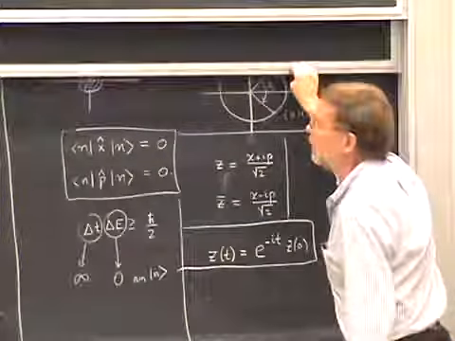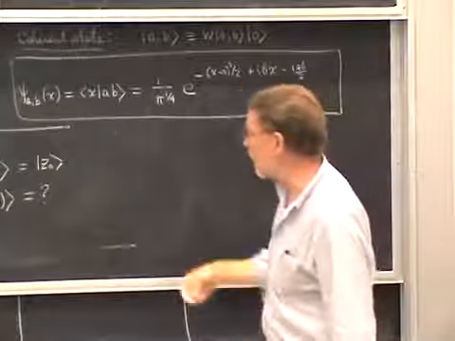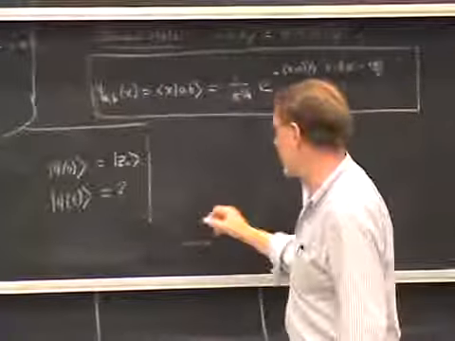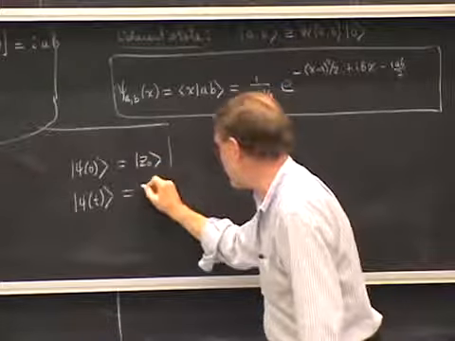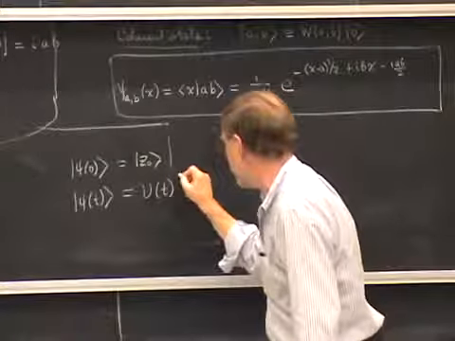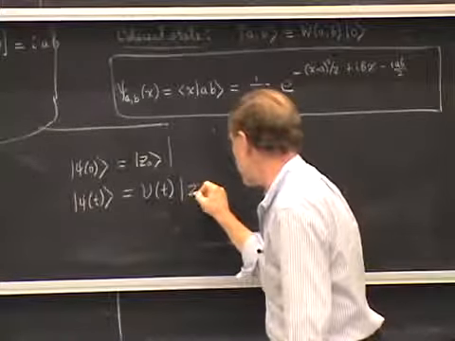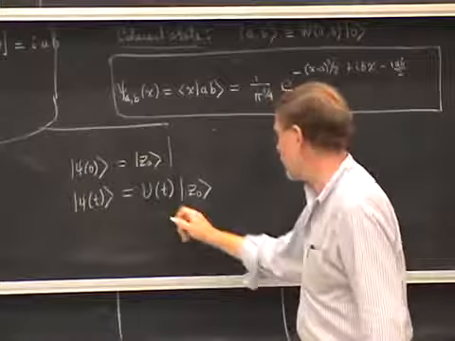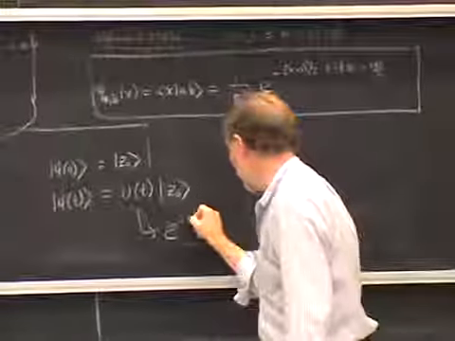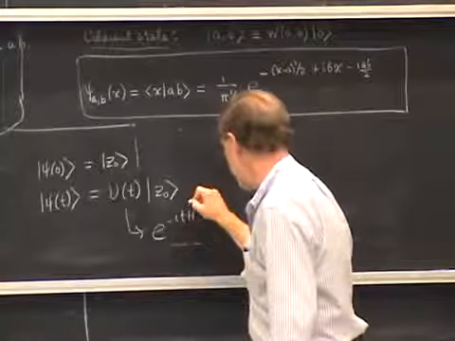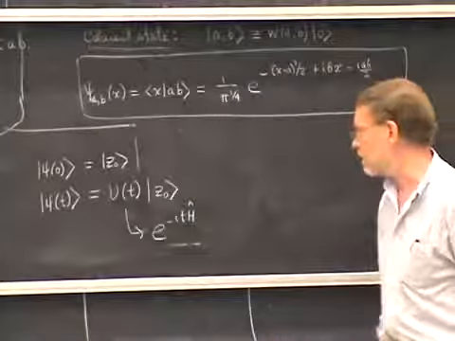All right, so anyway, to go back, this is going to be the problem we'd like to address. So the answer, of course, is that psi of t is the unitary time evolution operator U of t acting on this initial coherent state Z0. And this, of course, is e to the minus iHt, really H hat, if I'm making an operator, acting on Z0.